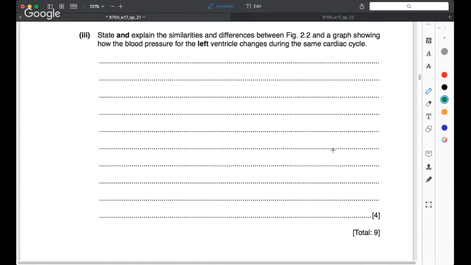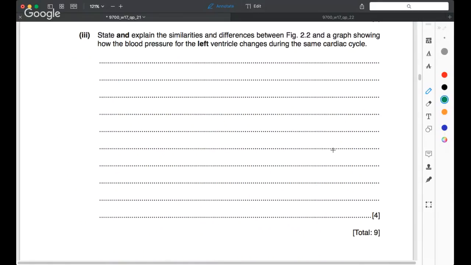You can pick up your last mark by just going into a bit more detail. When you say it pumps it to the whole body, why does that mean that the pressure will be higher? Because it has to reach tissues which are more distant from the heart than the lungs. You could also rephrase by saying it works against a higher resistance because it's working against a bigger surface area of vasculature. Okay, yeah, and you pick up your 4th mark that way.